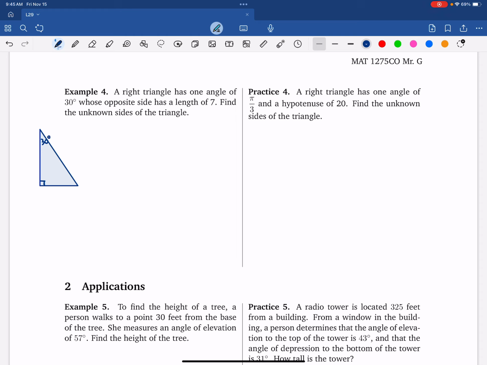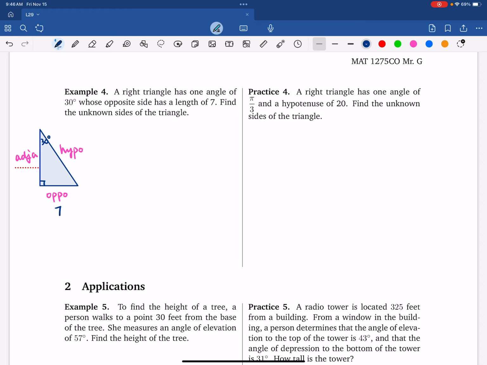And I'm going to label the names of the sides, right? So you have the opposite, you have the adjacent, and then you have the hypotenuse. Do we know the values? It says the opposite side has a length of 7. So this side is 7. They want you to find the other two sides. Okay, so the other two sides. So how do you do this one? You definitely need to know what this triangle is, right?